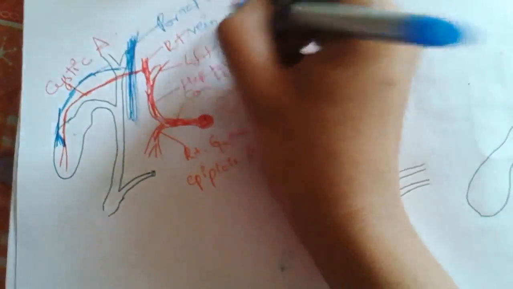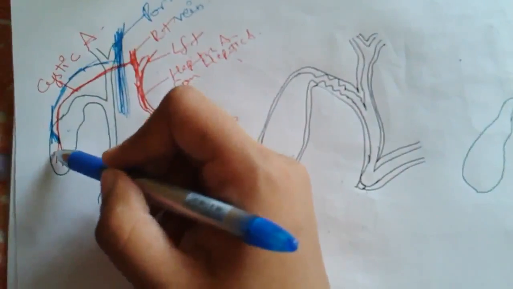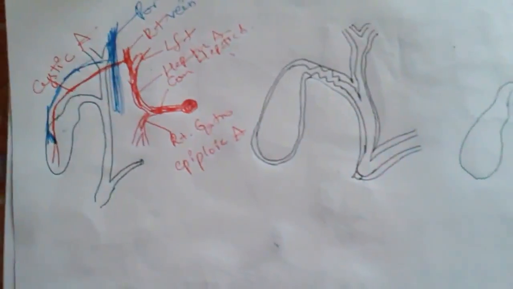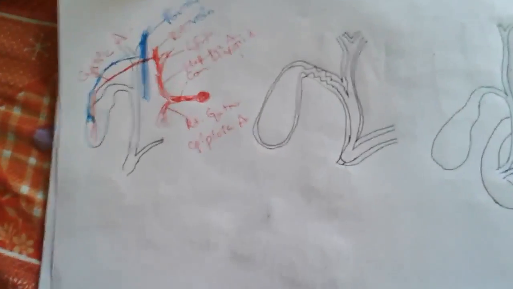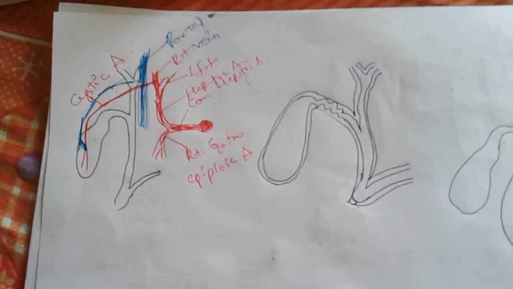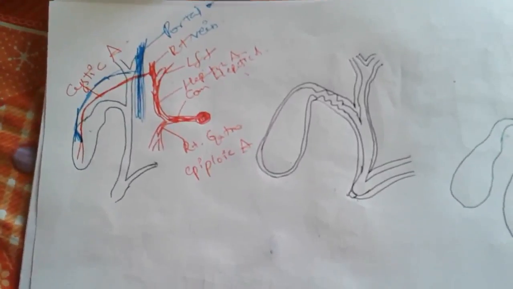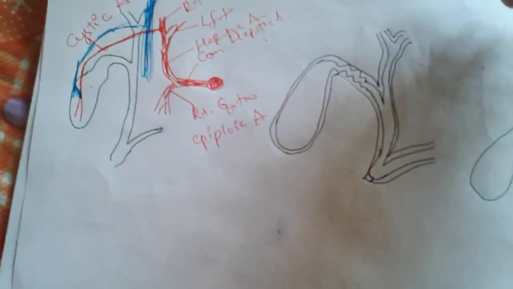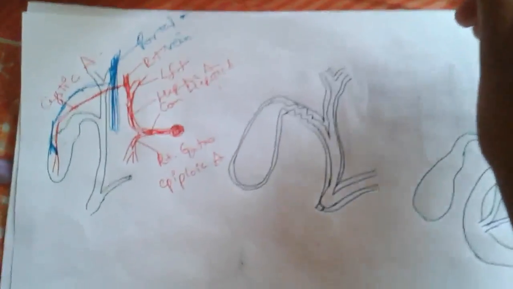The cystic vein now drains into the portal vein directly. Cystic artery and cystic vein: the cystic artery is a branch of the right hepatic artery, whereas the cystic vein drains into the portal vein. And now, what will you learn about? You will be learning about the lymphatic drainage.